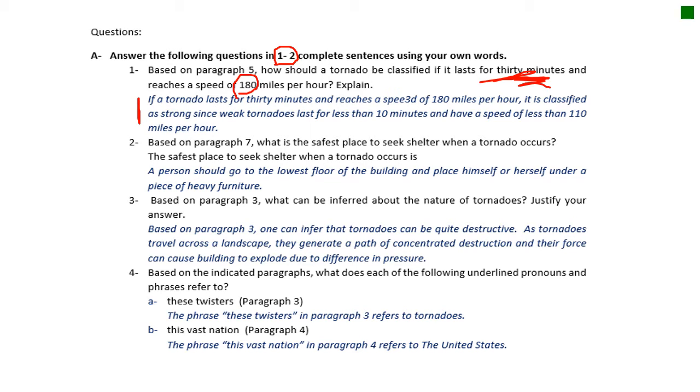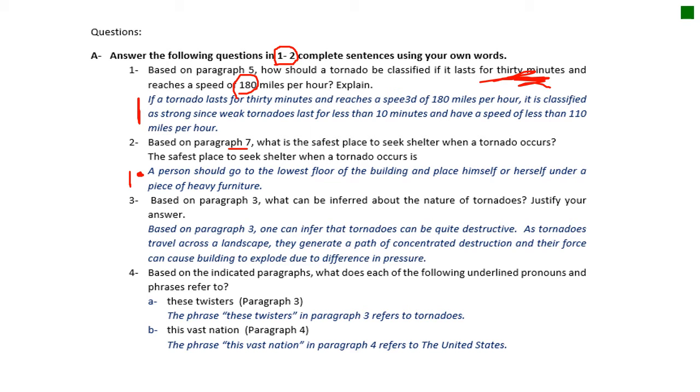Based on paragraph 7, what is the safest place to seek shelter when a tornado occurs? The safest place to seek shelter, okay, a person, this is your answer here. A person should go to the lowest floor of the building and place himself or herself under a piece of heavy furniture. If you have a shelter underground, go to a nearby, close by shelter, but this is the best place according to paragraph 7.